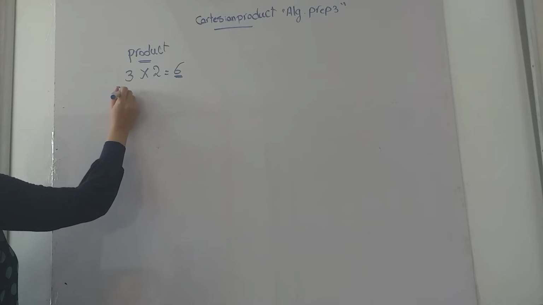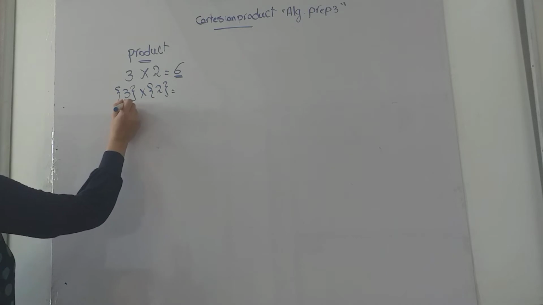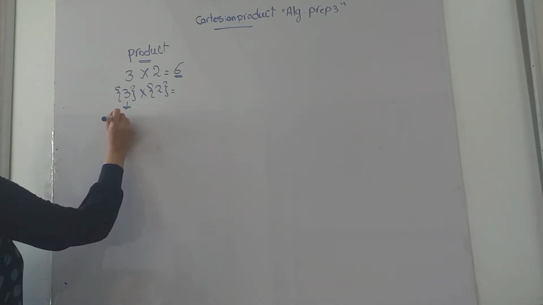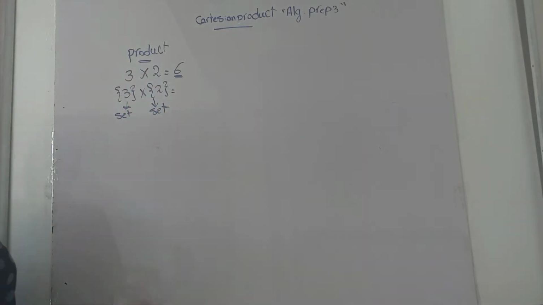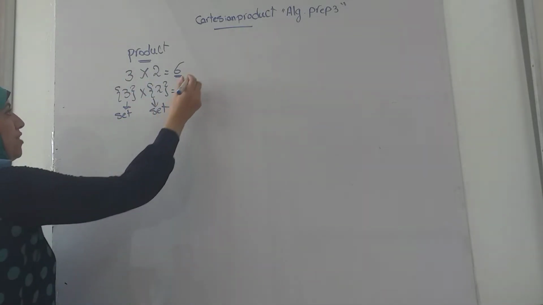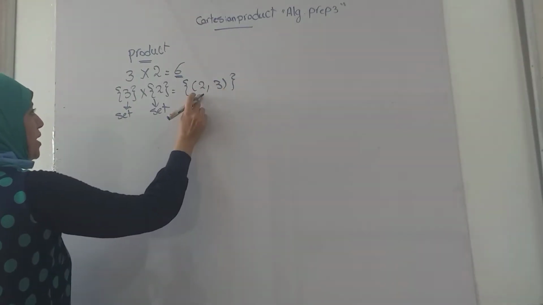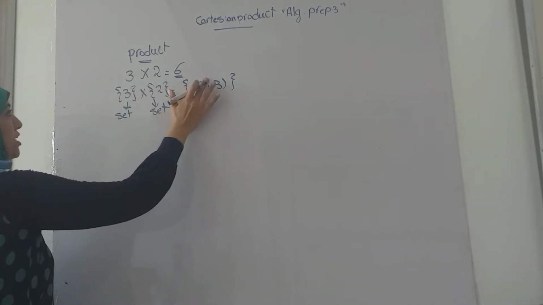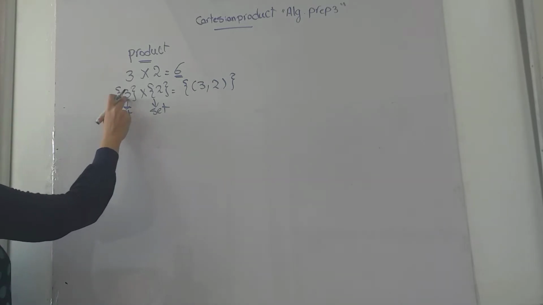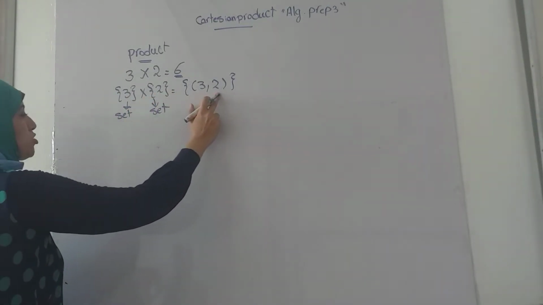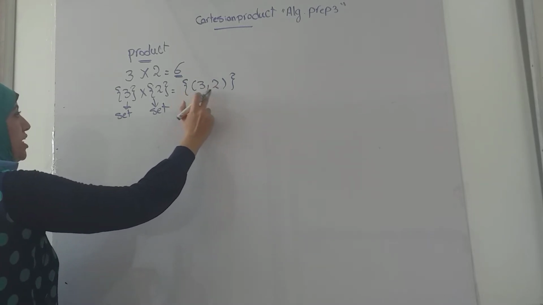But if we have a set, 3 set by 2 set. If we have a product between set and set, this is called Cartesian product. And the answer will be 3 and 2 as an ordered pair. Why? Because 3 is the element of x and 2 is the element of y. So they form an ordered pair called 3 and 2.